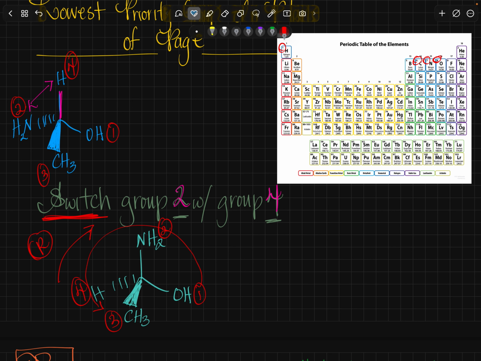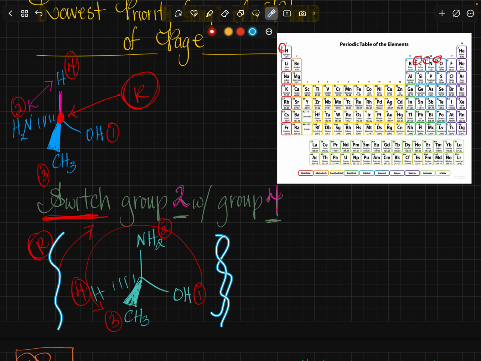So what this is saying is that this carbon is our configuration. And how we did that is we switched our lowest priority group so it's going back, and then assigned R and S configuration, and then just inverted or switched from whatever we got down here, to give us the proper orientation for our original carbon.